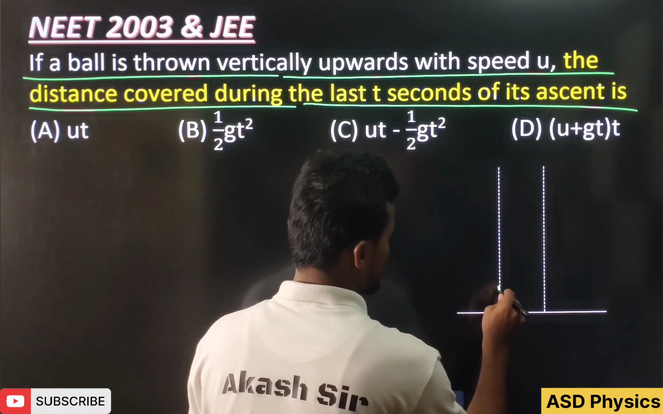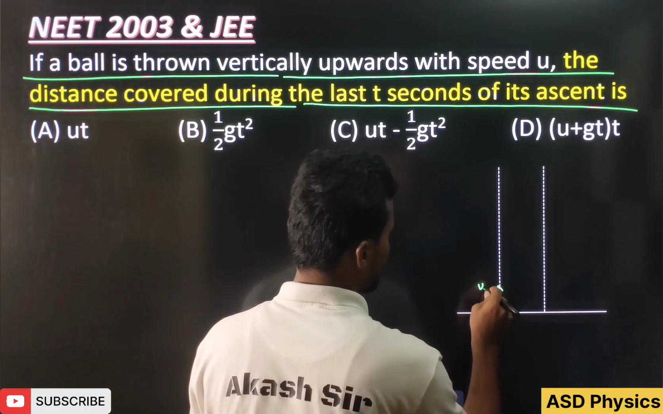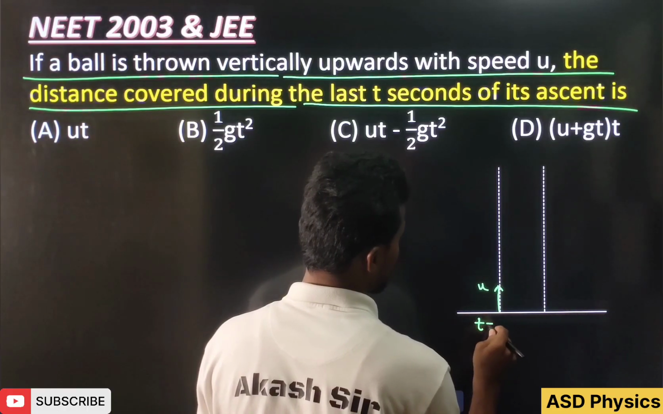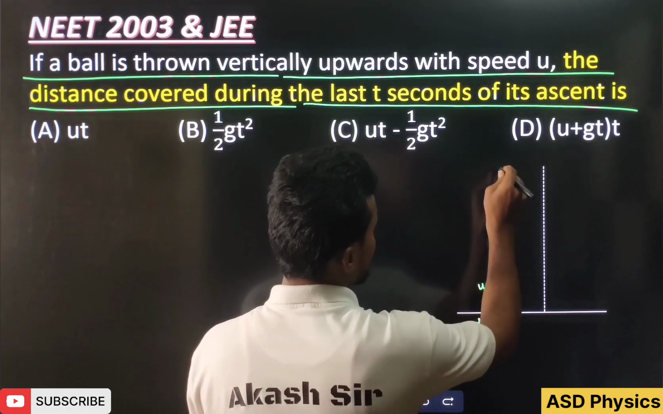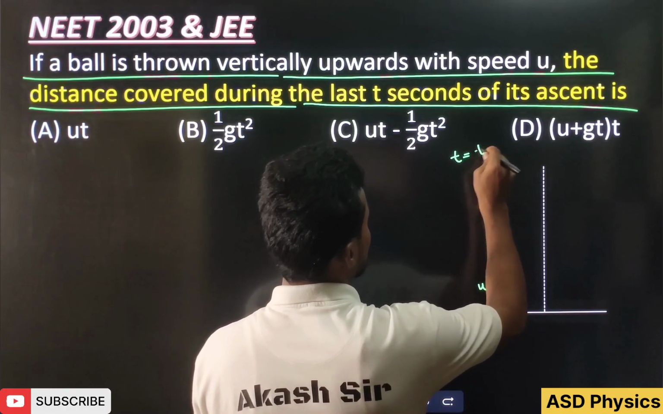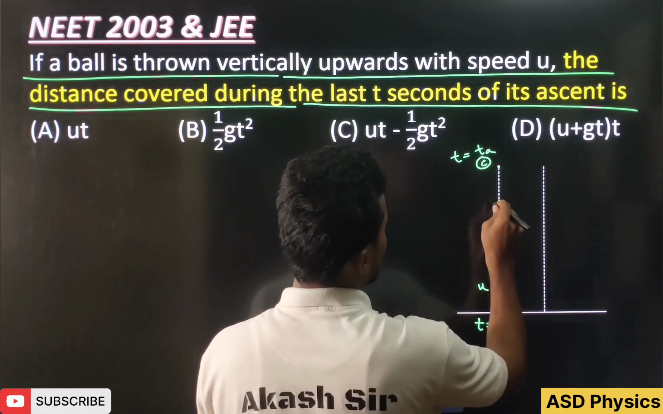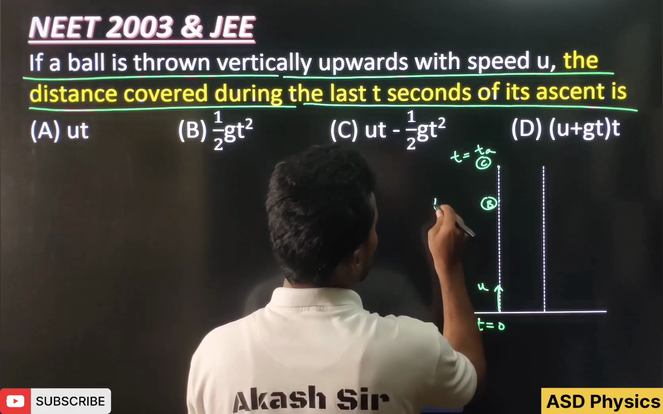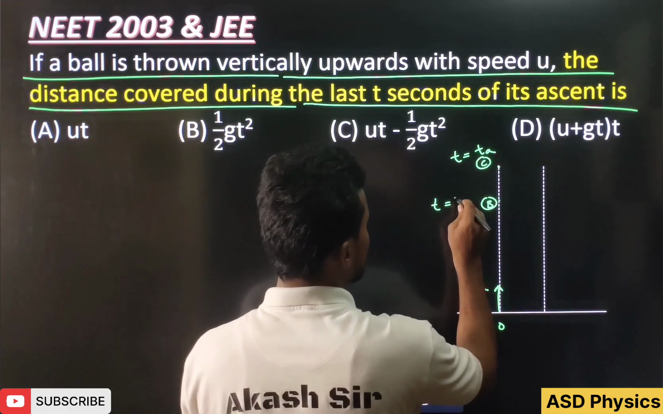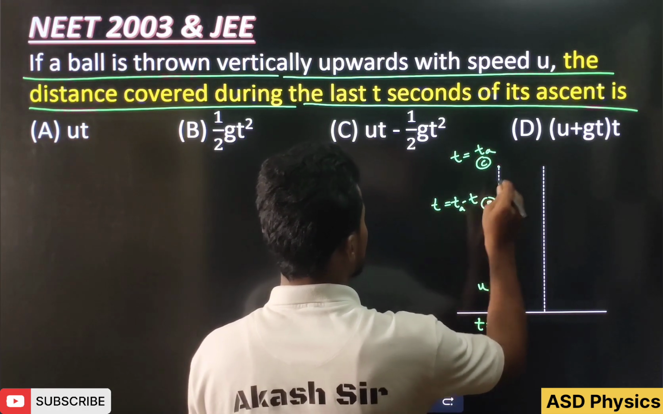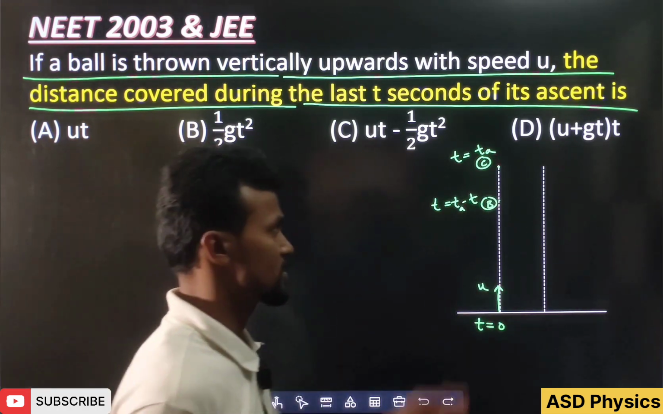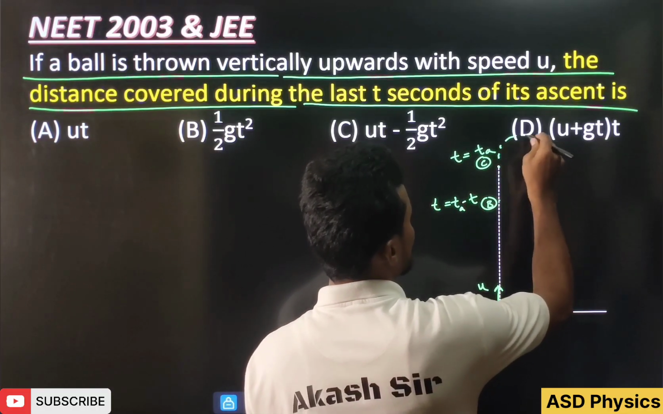Now, see here, we are throwing, and we have to use symmetry. Here we are throwing with velocity u. Let's take time t equal to 0 here. Now, what is this? Time of ascent. Somewhere at point C, and here at point B, how much time? Because t second of ascent, that means here it will be ta minus t. Here velocity is 0. Then after that it will go down.